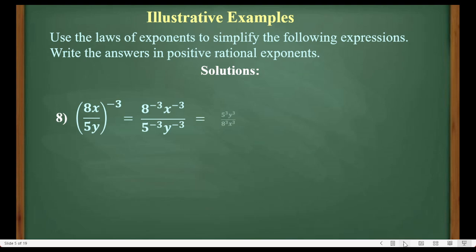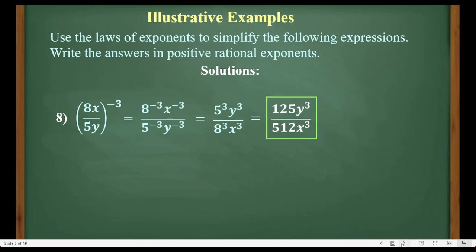Then from here, applying the negative exponent rule, this will become 5 cubed times y cubed over 8 cubed times x cubed. And the result will become 125y cubed over 512x cubed, which is our answer.